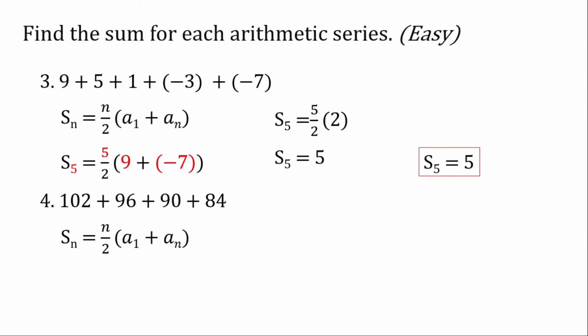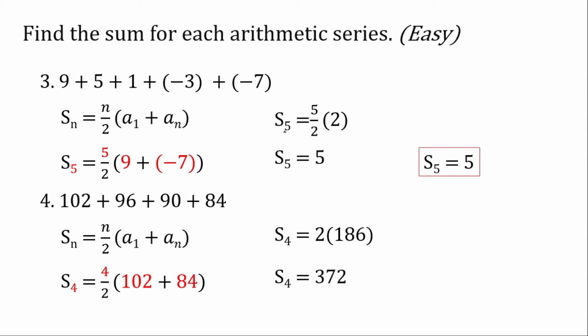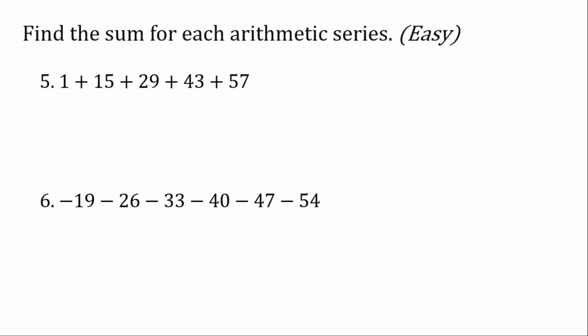So for number 4, we have a descending sequence. Our n is 4 because we only have 4 terms. First term is 102 and last term is 84. Now 4 divided by 2 is 2. Then 102 plus 84 is 186. Then you multiply by 2, you get 372. So that is the sum of the first 4 terms of this sequence.